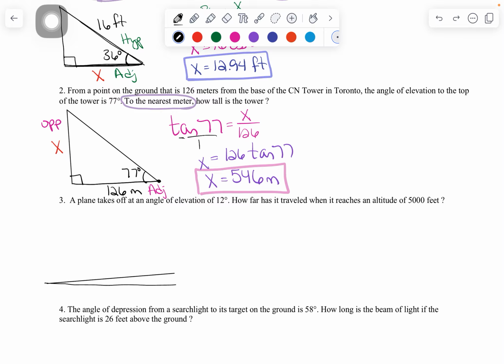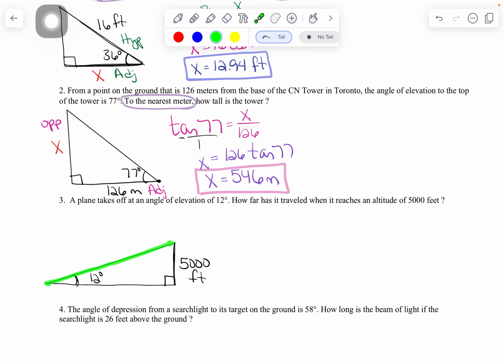Okay, and it wants to go at an angle of elevation of 12 degrees. So this angle right here is our 12 degrees. And altitude is this perpendicular distance to the ground, so it's 90 degrees here. So altitude of 5,000 feet. And when I'm asking you how far has it traveled, folks, the plane travels along this hypotenuse edge right here, not the horizontal. So my x is going to be that piece. We've got the picture now labeled.